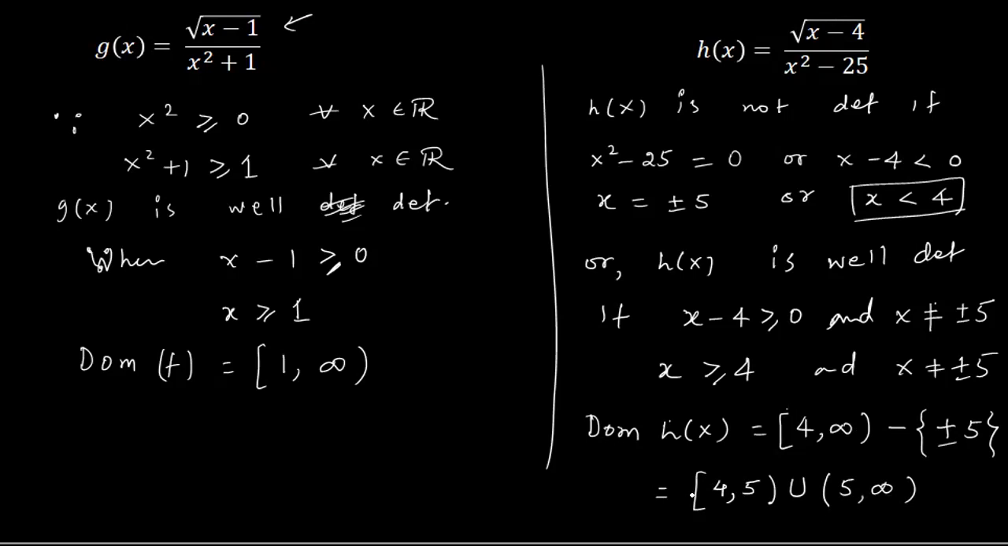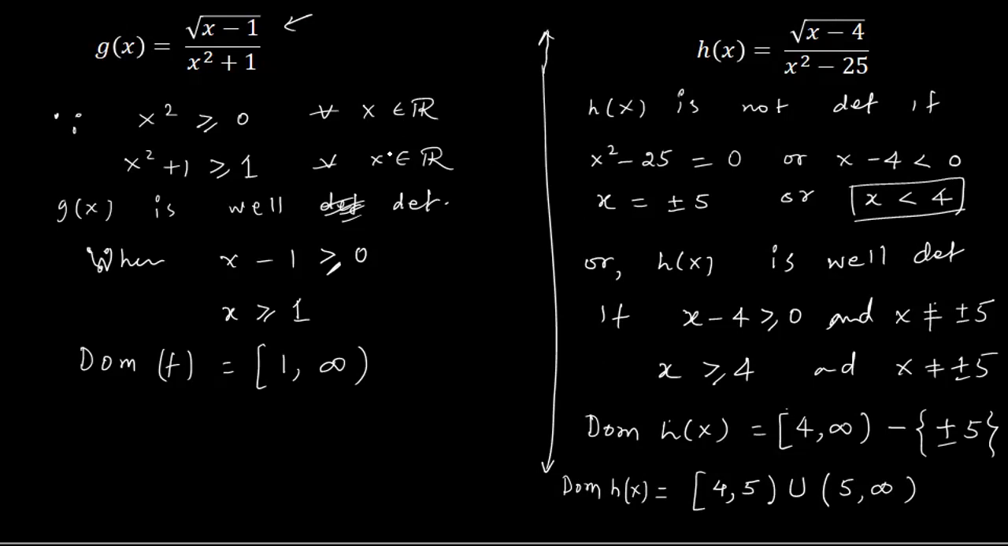So basically we can rewrite this as 4 to 5 union 5 to infinity. Basically we exclude 5 only. Except 5, this function is always defined. So this is the domain of h(x). So today we have done some basic domain. In the next video, I will tell you how to find the domain of a composition of functions, or when we add two functions together, then how we find their domain, and how questions come based on domain in the next class.